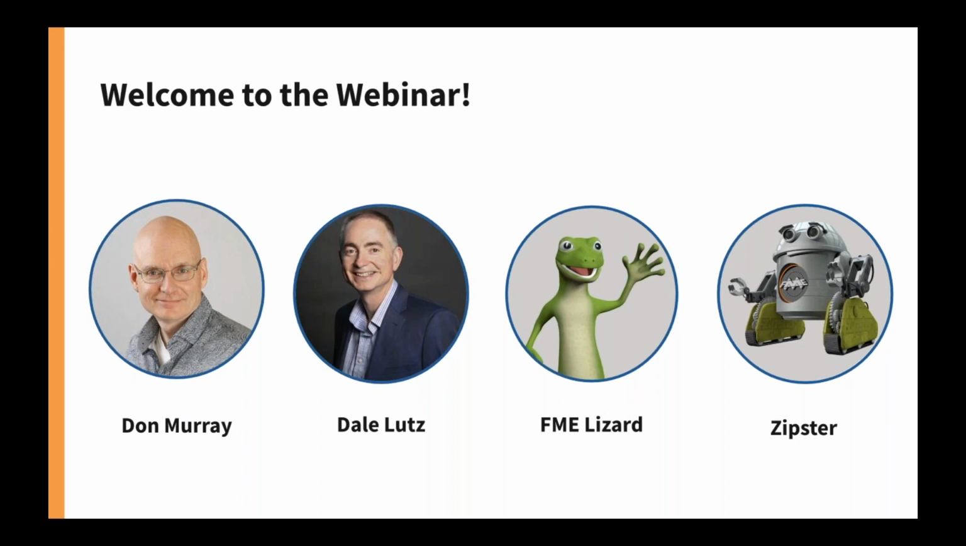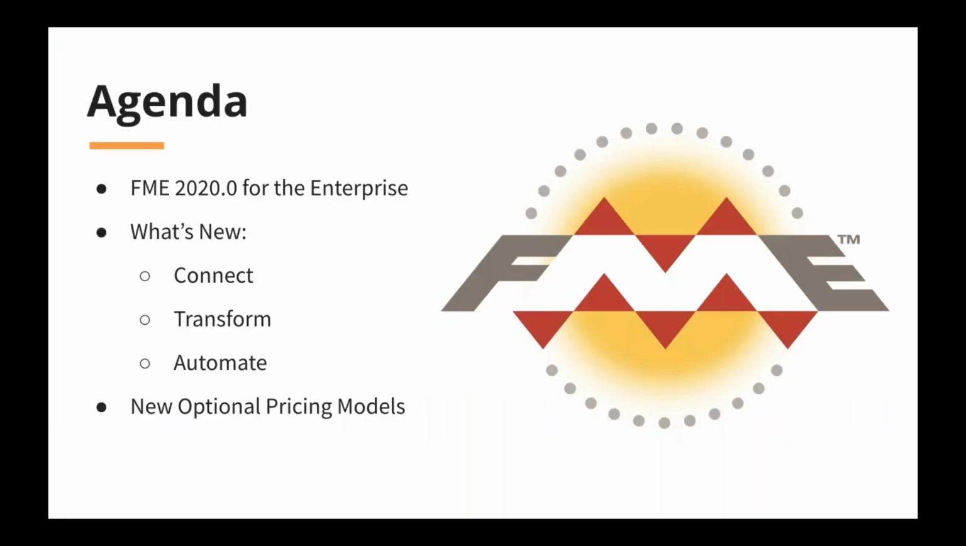Here's who's doing the webinar. It's Dale and myself with the Lizard and the Zipster. They're helping us out this time. You'll see them throughout. So just the agenda, we're going to go over FME 2020, obviously. Our focus, like last time, is all about the enterprise. And then we're going to talk about our 3 key phrases: connect, transform, and automate. And then some new optional pricing models. We never take stuff away. We just add new options.